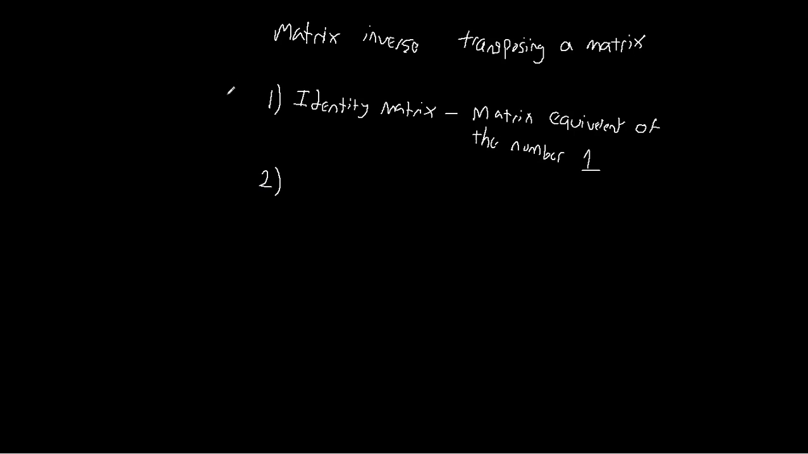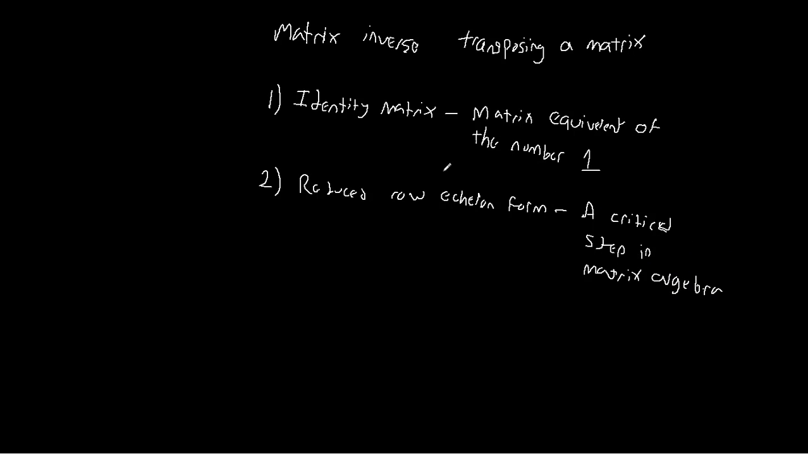The second thing we're going to talk about is something called reduced row echelon form. Let's clear that up just a little bit. That's a little sloppy. Sloppier than normal. We're going to talk about reduced row echelon form, which is basically a way of rewriting a matrix so that we can do things like inverse. So this is basically a critical step in matrix algebra, and we're going to go through the steps and processes involved in converting a matrix to reduced row echelon form.